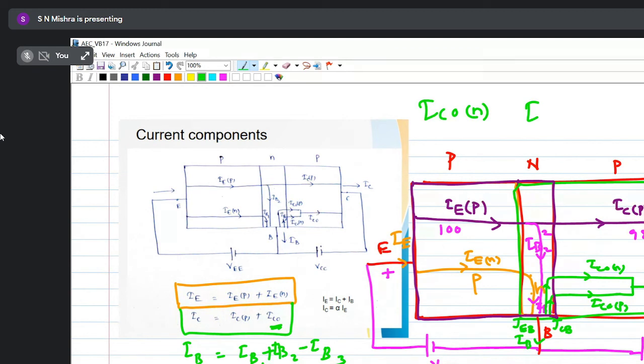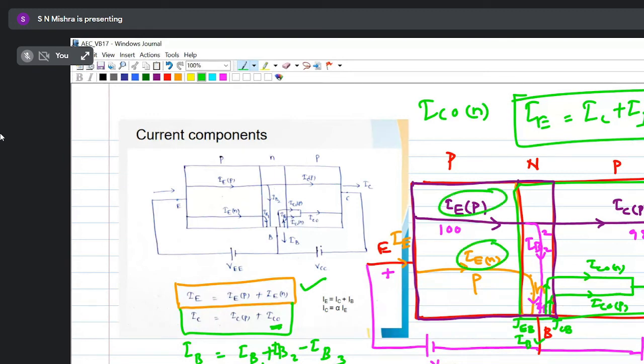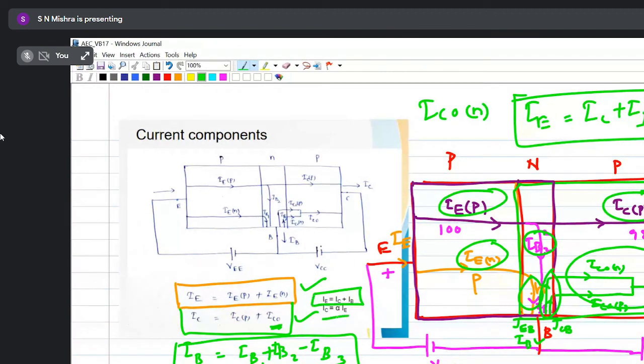So total emitter current, whatever is going in the left side, equals IC plus IB. So this is the basic equation for any transistor: emitter current equals collector current plus base current. And individually, emitter current is due to this plus this. IC is this plus ICO, and base current is this current plus this current minus this current. So this is your IB component, and this is the basic equation, and IC equals alpha IE. This will be discussed in the next class. Why this alpha is taken, I'll explain in the next class.